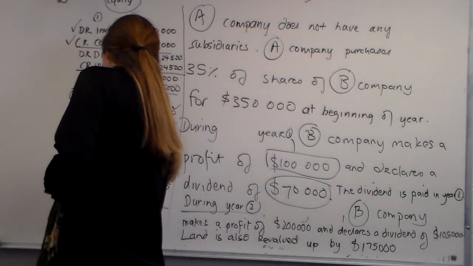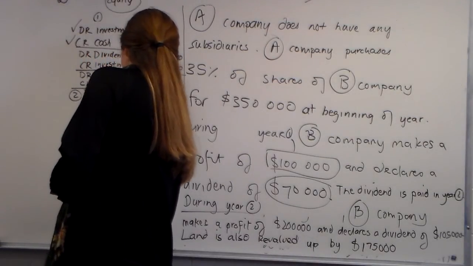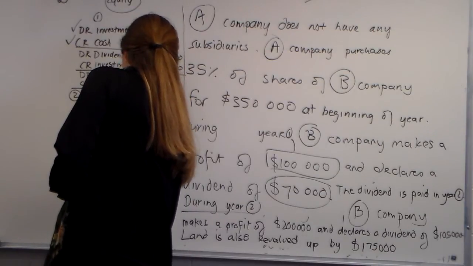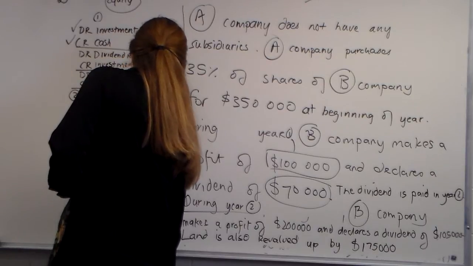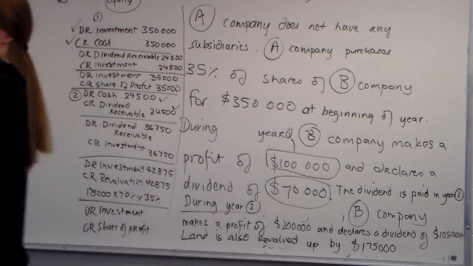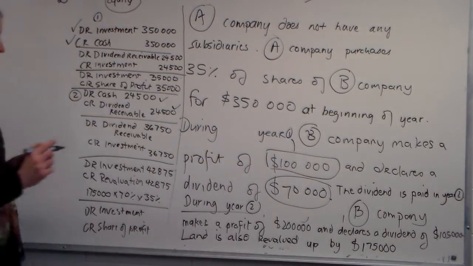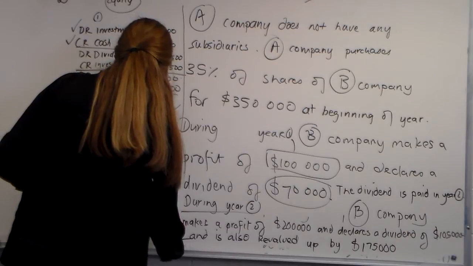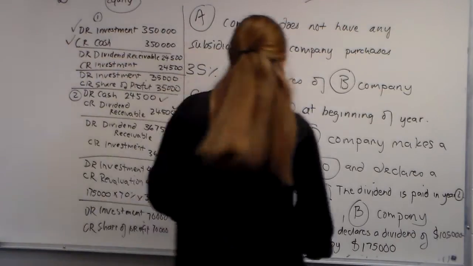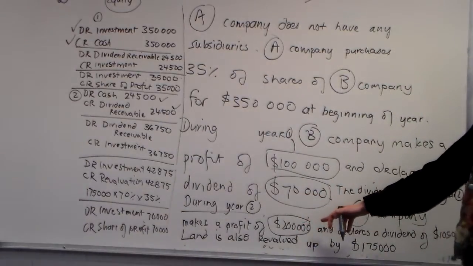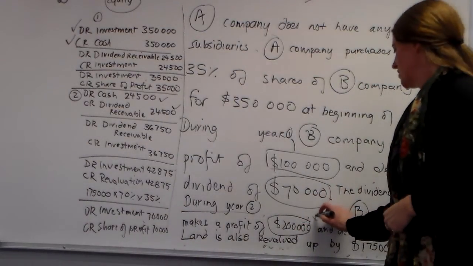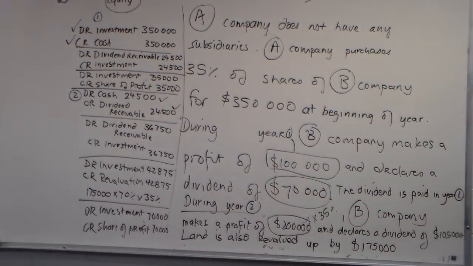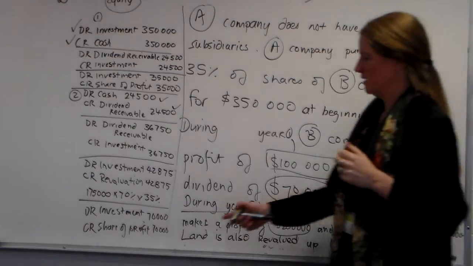Which is going to be debit investment. And share of profit. And the amount's going to be 70,000, which is obviously 35% of the profit. Okay, profit was 200, so 70. That times 35%. Okay. Profit times 35% gives us the 70.